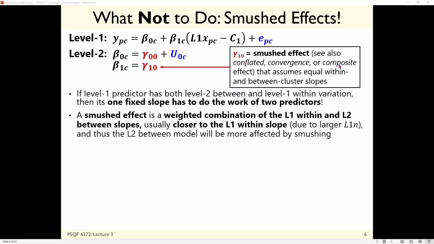And so you're hoping that all converges together. Another one I've seen is composite. I don't like that one because that means about 7 different things based on your context. So smushed or conflated are the ones that I would have you use.